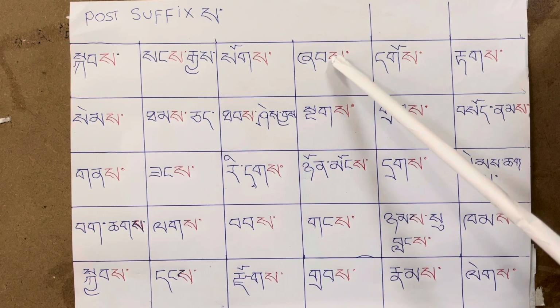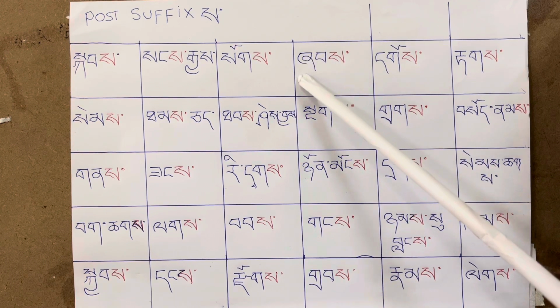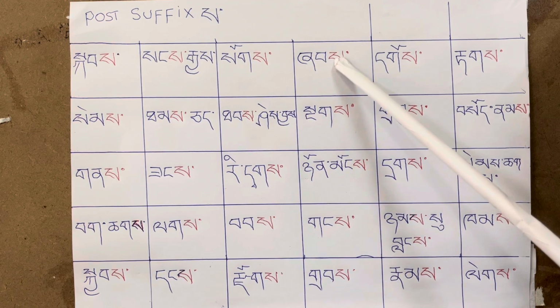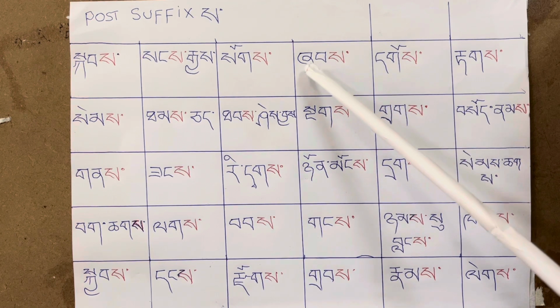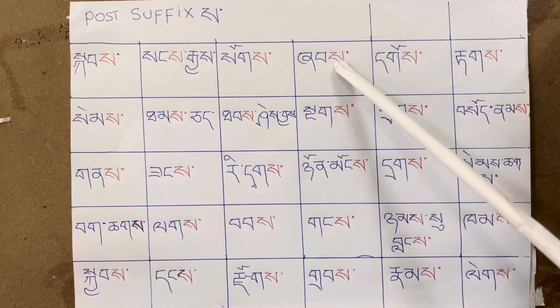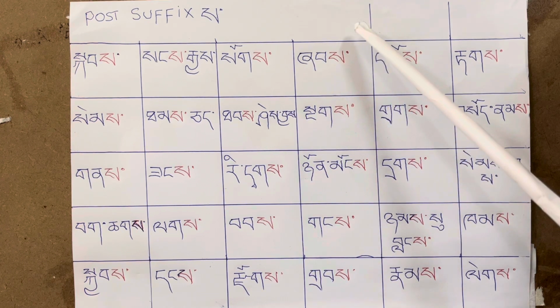So if it is post suffix, we don't have to pronounce it. So sha, ba, sa, shab. Sha, pa, sa, shab. Sha, ba, sa, shab. Feet. F-E-E-T, feet.